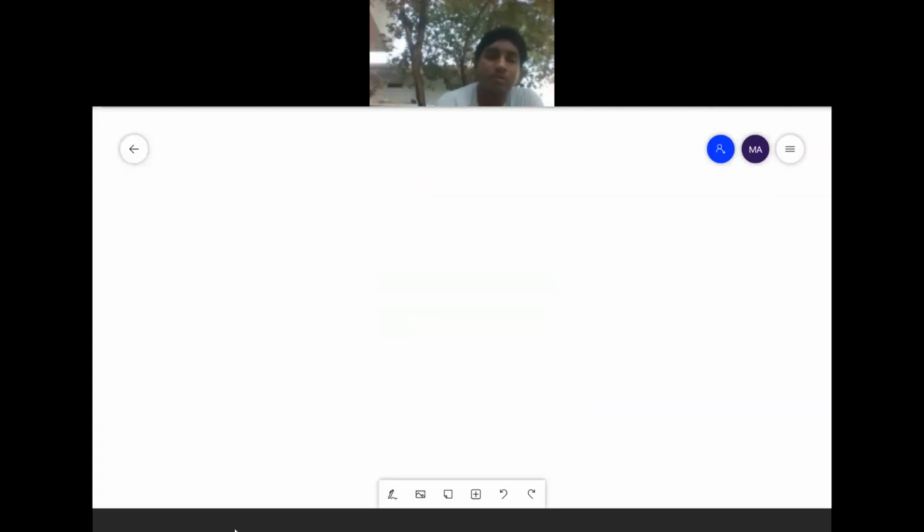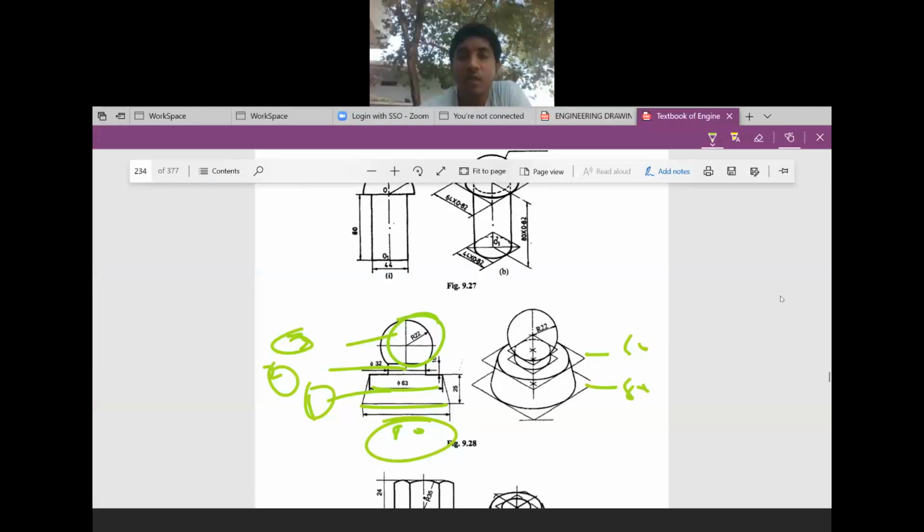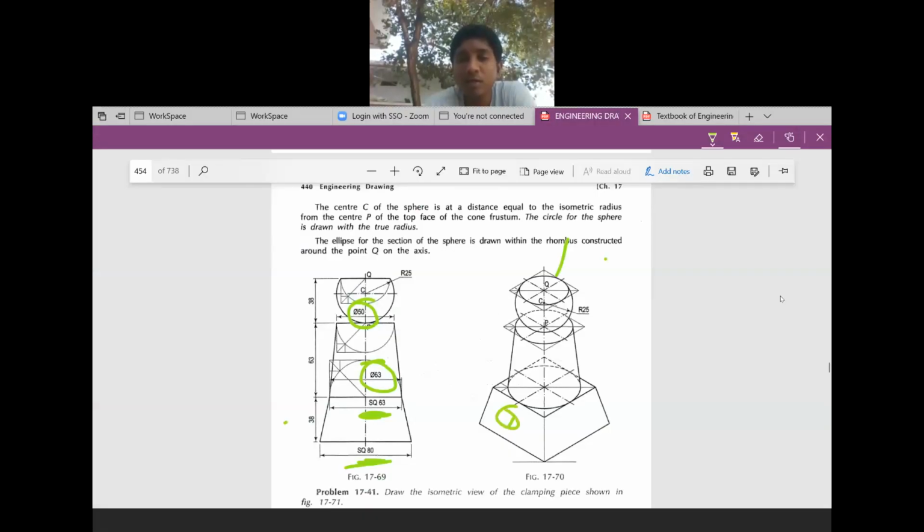So the next problem is this one. Okay, this is also a composite figure. Here he has given a square side as 80 mm, square bottom. Here he has given first a square pyramid. This one is 1, this one is 2, and this one is 3. Understand? Here he has given a frustum of a square pyramid.